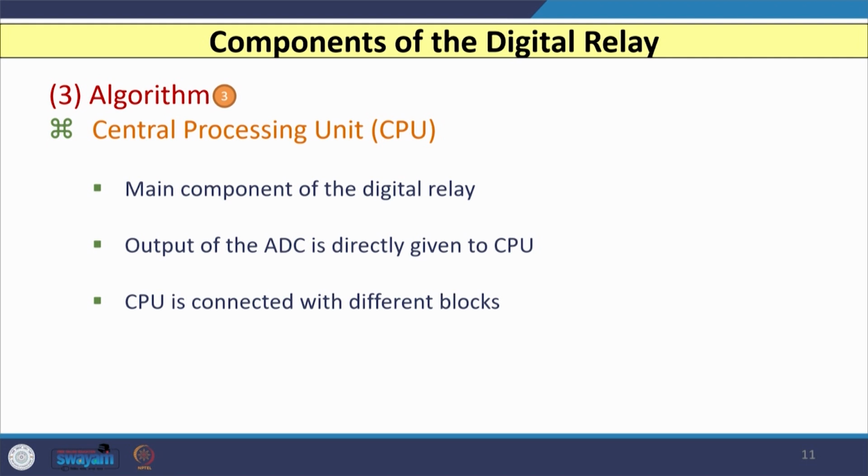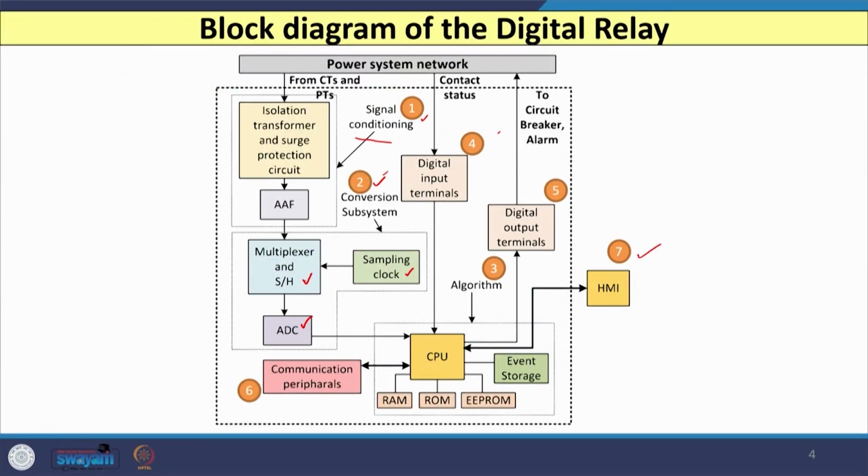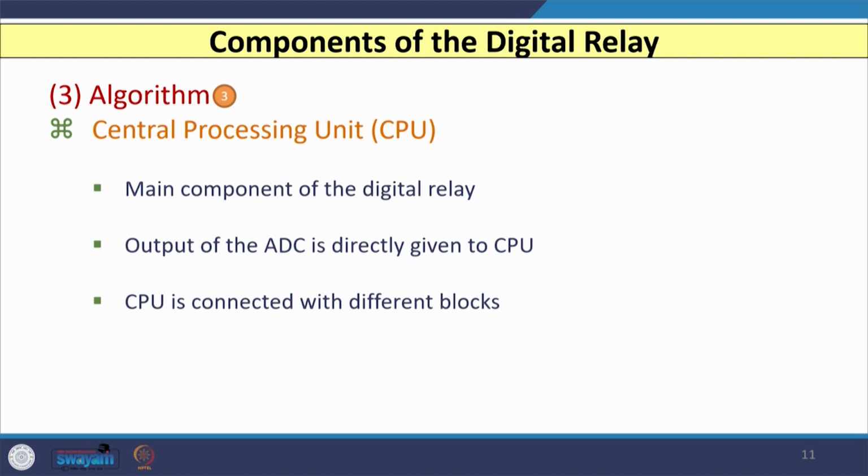The third subunit of the components of the digital or numerical relay is known as the algorithm. Again, if I go back to the block diagram of our numerical or digital relay, you can see the algorithm is available here. This algorithm contains again three things. One is the central processing unit, CPU, second is the event storage, and third is the different types of memory devices. The algorithm part contains, as I told you, the central processing unit.